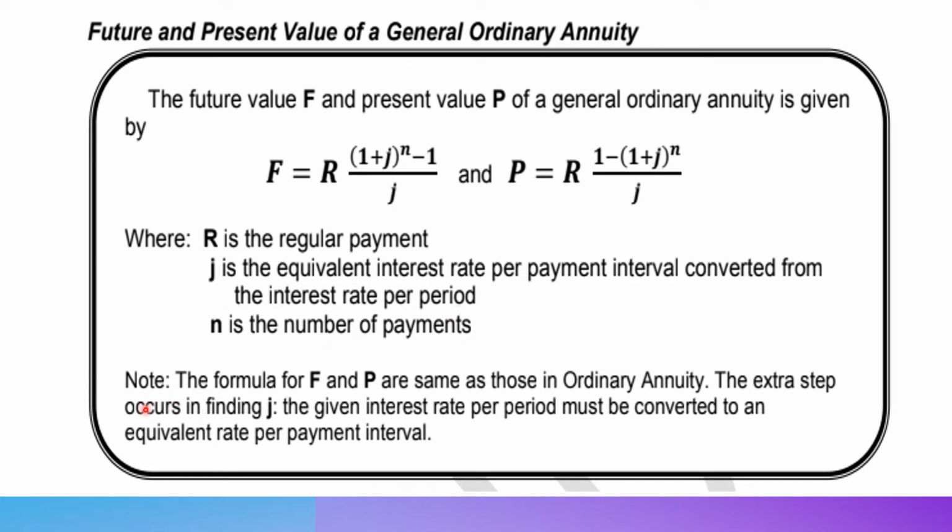So sabi nga dito, remember this, the formula for F and P are same as those in ordinary annuity. So yung nauna natin, yung example number 1 and example number 2, that is an ordinary annuity. Yes, the extra step occurs in finding j. The given interest rate per period must be converted to an equivalent rate per payment interval. That is in general ordinary annuity. So let's proceed to the example so that we will understand why there is an extra solution.